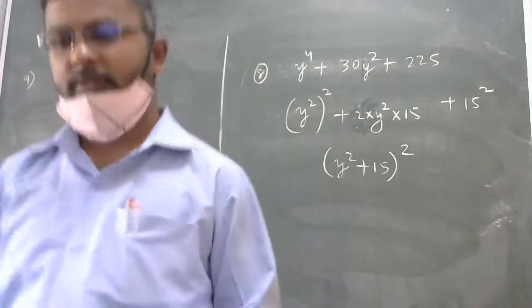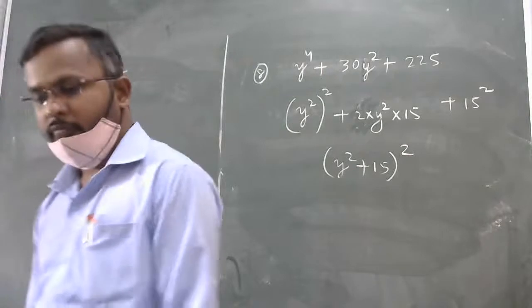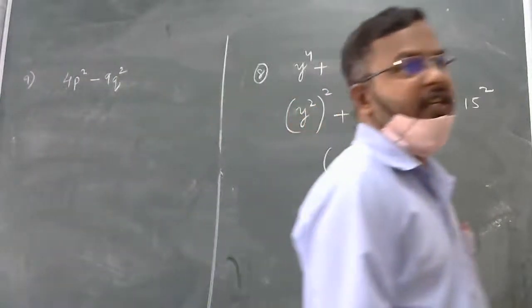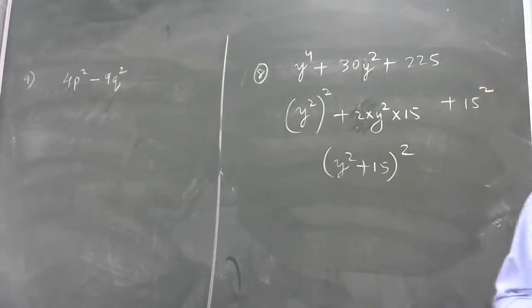4p square. So we have to use which identity? A square minus b square.